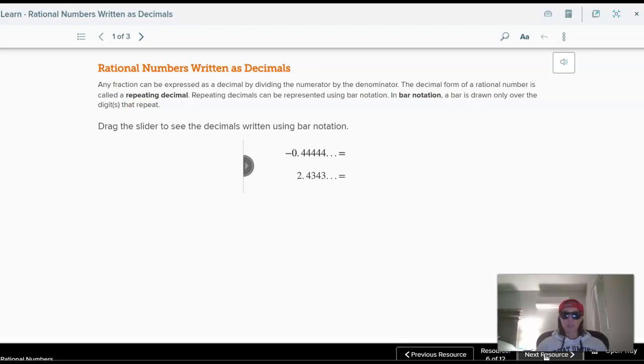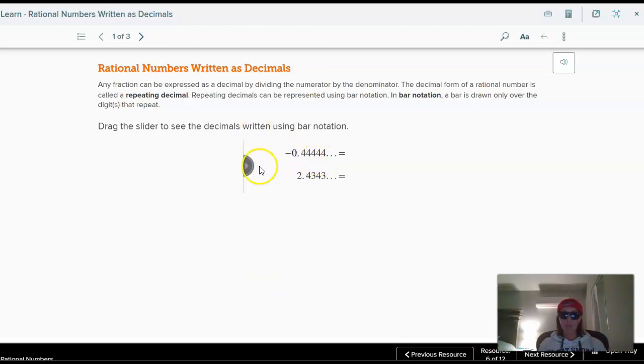Now, I'm not a big fan of the way the book says that the decimal form of a rational number is called a repeating decimal. Not every decimal is necessarily a repeating decimal, so we'll talk about that. But I think you guys have done this before.